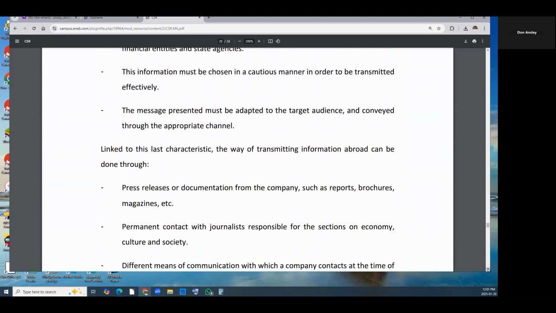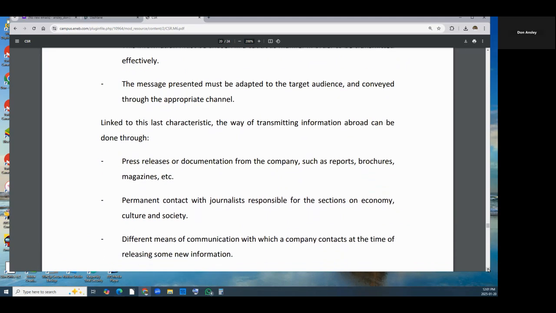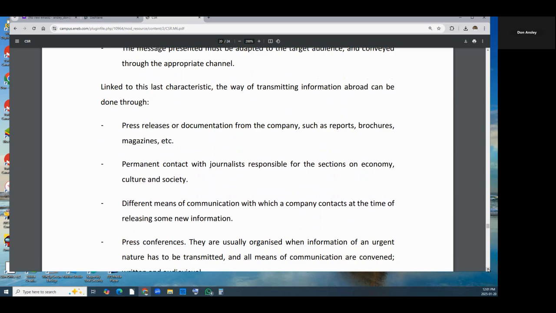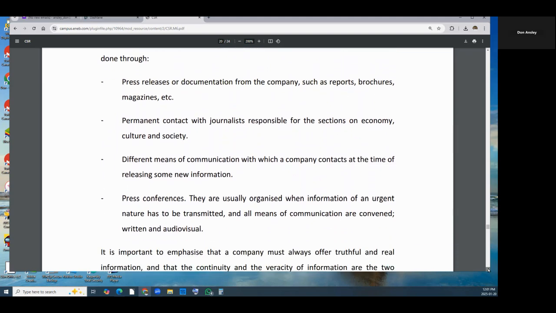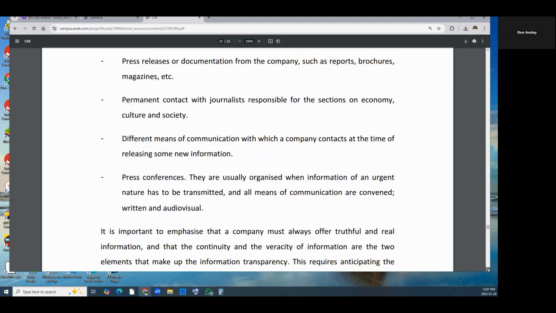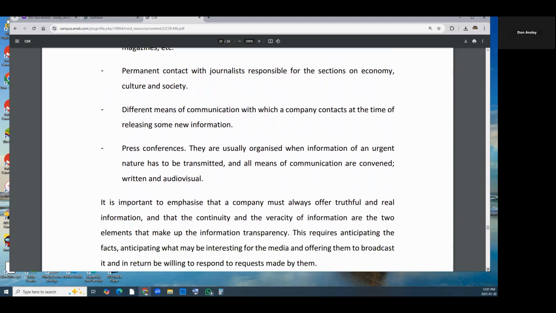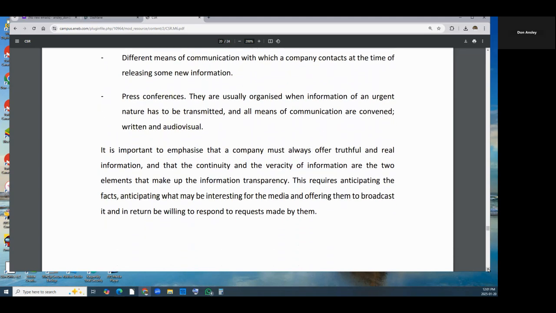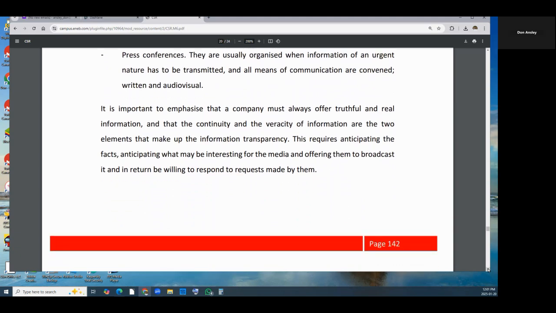Linked to this last characteristic, information can be transmitted abroad through press releases, documentation from the company, such as reports, brochures, and magazines, and permanent contact with journalists who are responsible for the economy, culture, and society sections, the different means of communication the company contacts when releasing new information. Press conferences are usually organized when information of an urgent nature has to be transmitted, and all means of communication are convened, written and audio-visual. It is important to emphasize that a company must always offer truthful and real information.